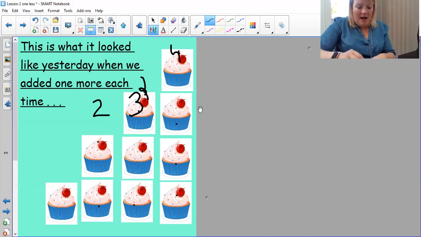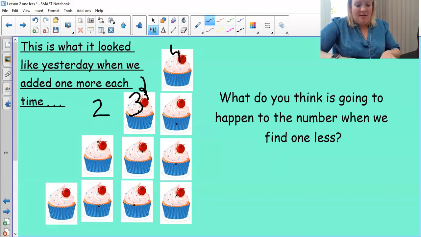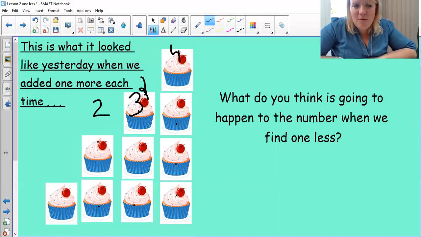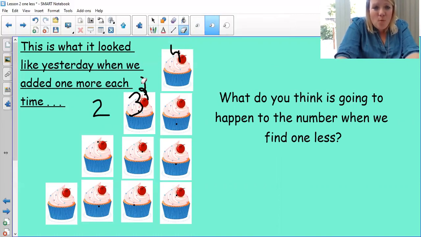So let's have a look then at what happens when I start to take away. Okay? So we just said, remind me, do you think the answer is going to get bigger or smaller when we have less, when we find 1 less? Do you think the answer is going to get bigger or smaller this time? Great job, yes. Shall we have a look? So, I've got those numbers. We're going to put this into a number sentence as well. So we're going to do some really tricky thinking maths today.